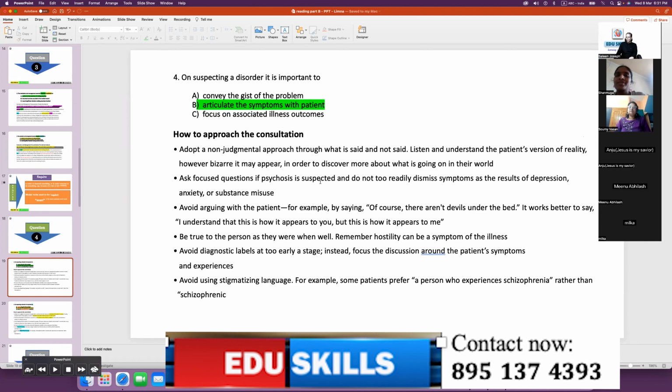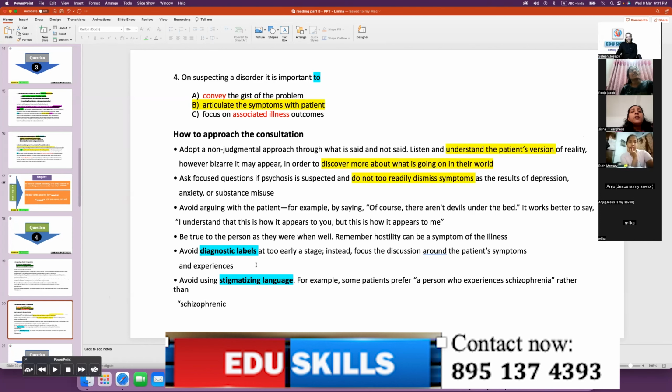Focused questions are to find out the symptoms. Just think of your speaking module, and you learn a lot of things here about your speaking module. What do you learn? See, you learn avoid diagnostic labels, and avoid stigma. Don't use stigmatizing language. Instead of schizophrenic, try to say a person who experiences schizophrenia, even in your writing or listening or reading or whatever.